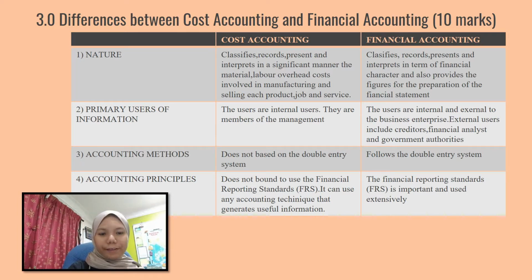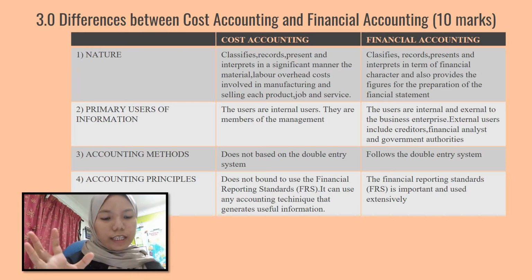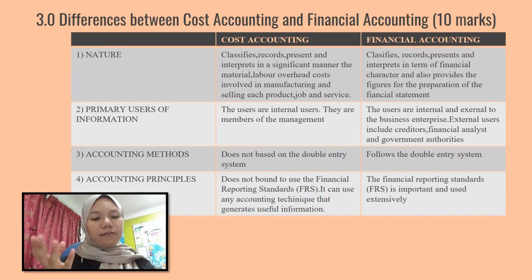Today I would like to talk about the differences between cost accounting and financial accounting. My part is financial accounting. So the first is the nature of financial accounting. It classifies, records, presents and interprets in terms of financial character, and also provides the figures for the preparation of the financial statement.